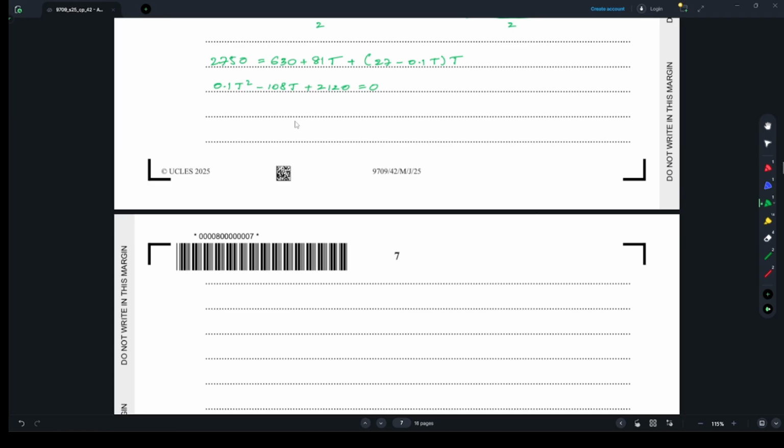So let's do something like this. We will apply the formula: minus b plus or minus the square root of b square minus 4ac, divided by 2a. Here b is minus 108, so b square is 108 square, minus 4 times a, which is 0.1, times c, which is 2120, divided by 2 times a, 0.1.